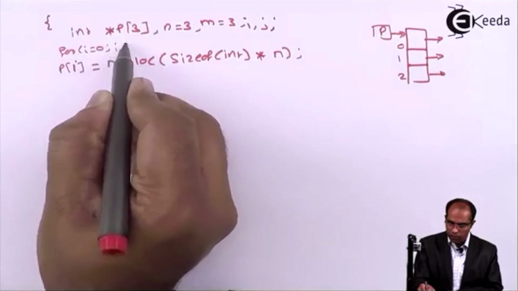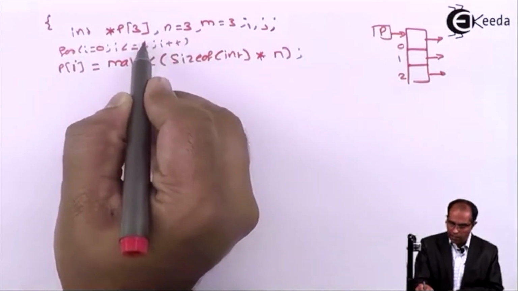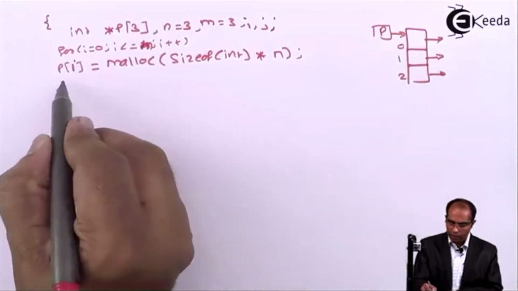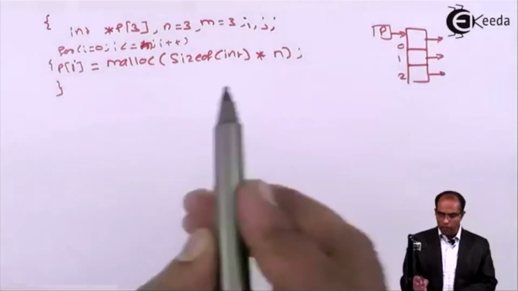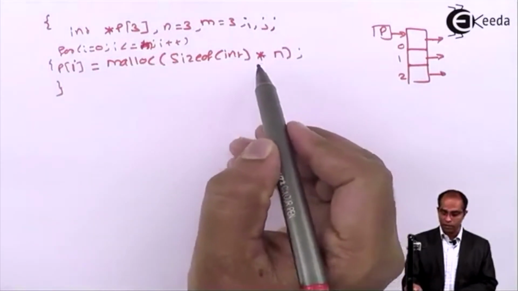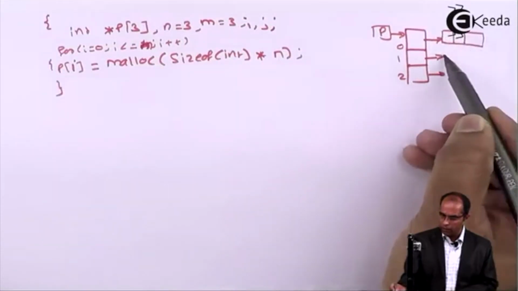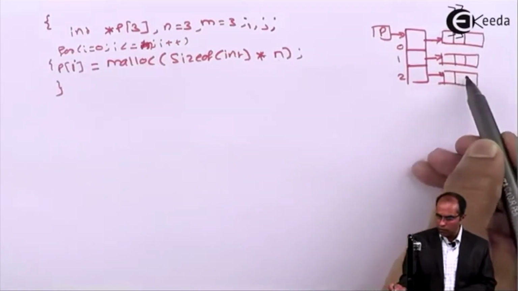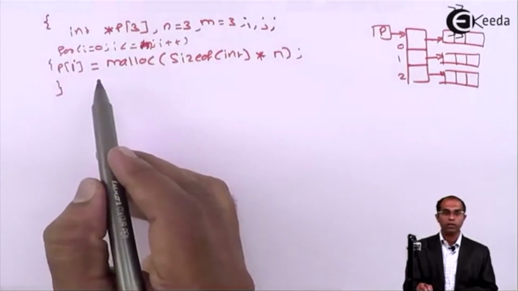I'll say for i equals 0, i less than m, i plus plus. So when I say this, every individual pointer will get n memory locations. So n is 3, so the first pointer will get 3 values. The second memory location will also get 3 values. The third will also get 3 values. So this is how we allocate a memory using malloc instruction.